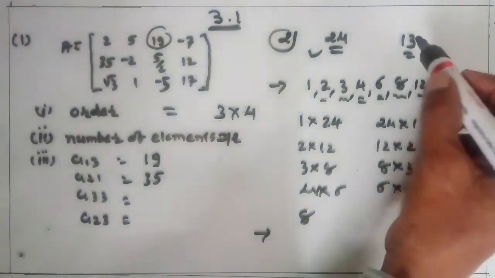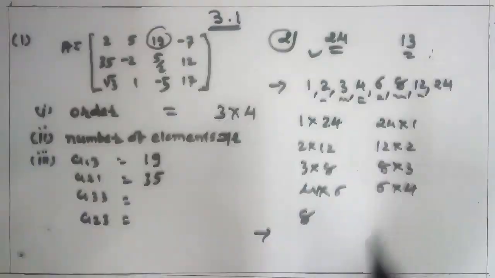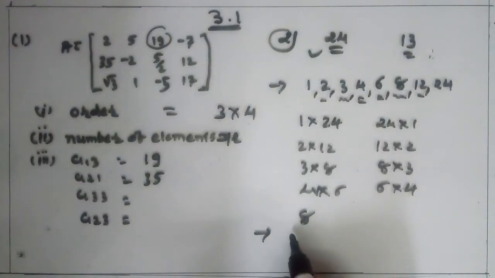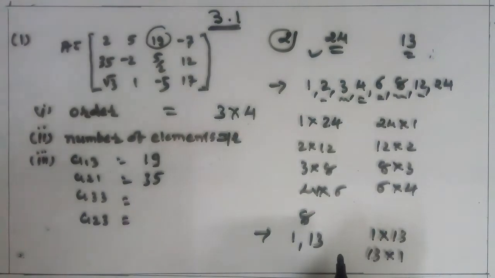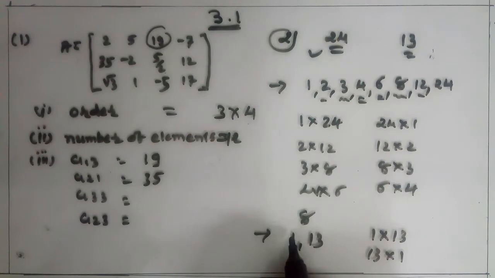Now a matrix having 13 elements. 13 has only two factors, 1 and 13 itself. So we have only two types of matrix, 1 cross 13 and 13 cross 1. Clear? Because 13 is a prime number, it has only two factors, 1 and itself. So there are only two types of matrix. Okay.